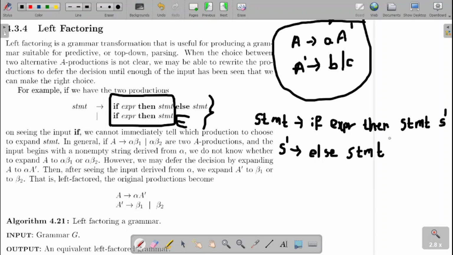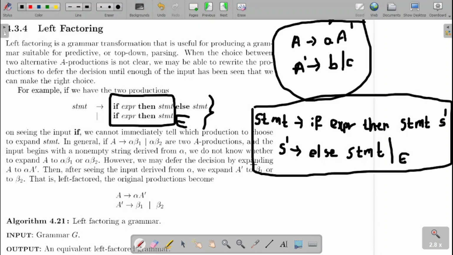Or it can be an epsilon. So this is the left factorized grammar. This grammar is ambiguous, we have shown, but for the sake of understanding left factoring, we are studying this.